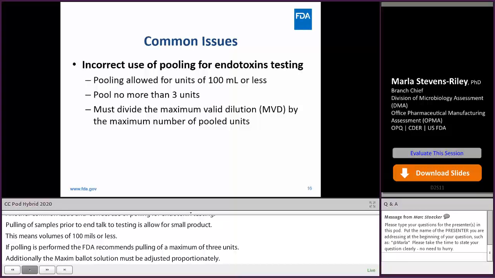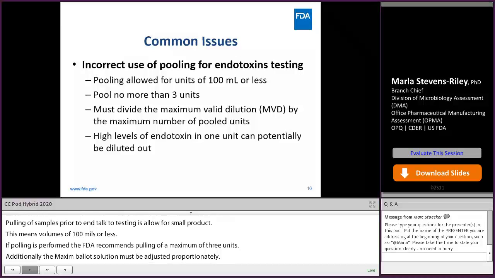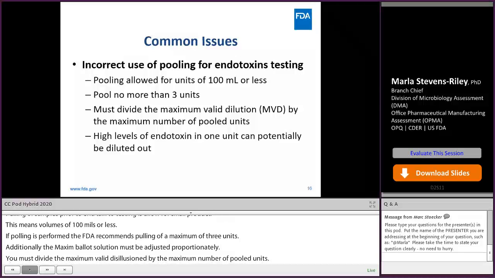Our concern with pooling is that it can potentially mask high levels of endotoxins present in one unit by the dilution effect when that unit is combined with other units with low levels of endotoxin. The MVD must be decreased so that a more concentrated solution is tested.